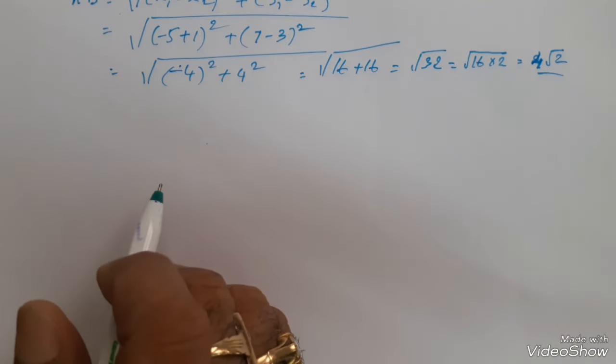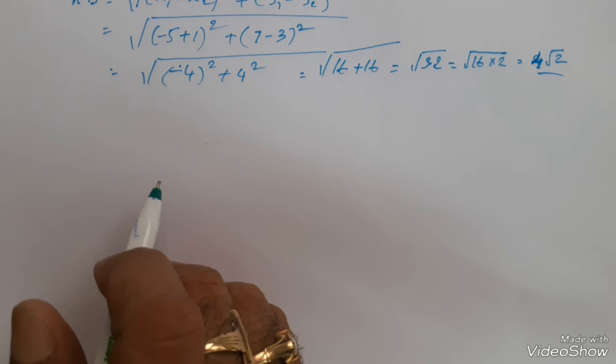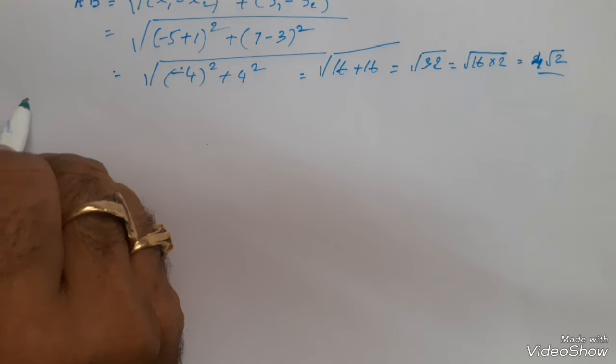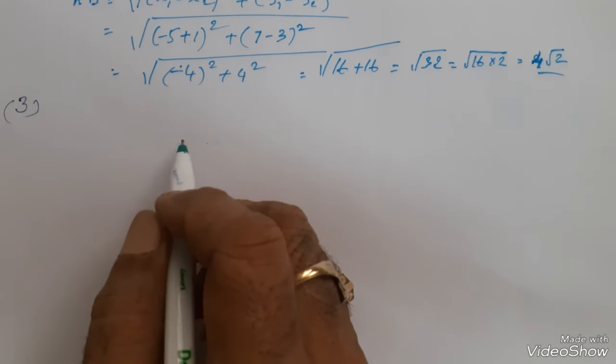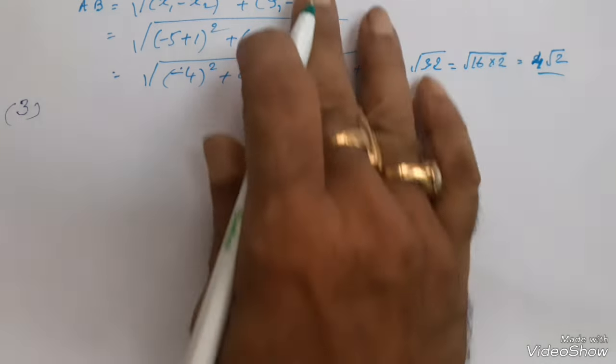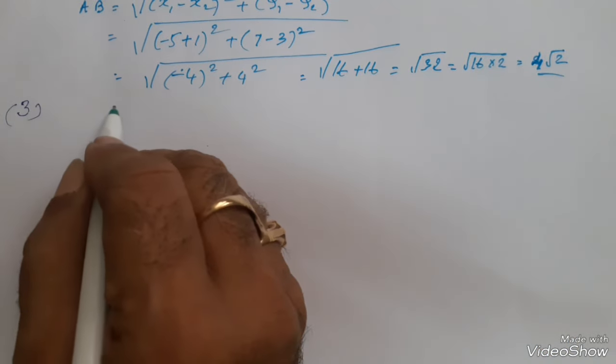So next problem, let us see the third sum in exercise 7.1. Here 3 points are given. Prove that the points are collinear.